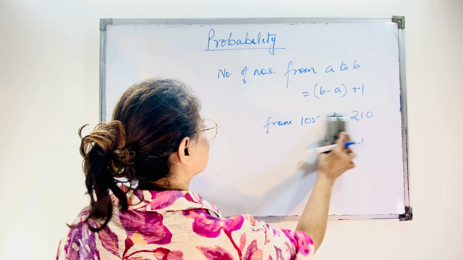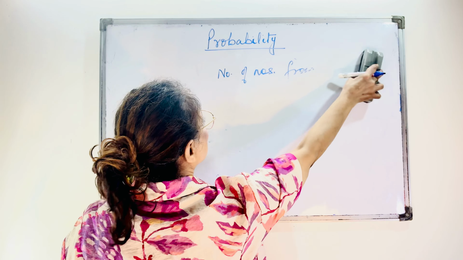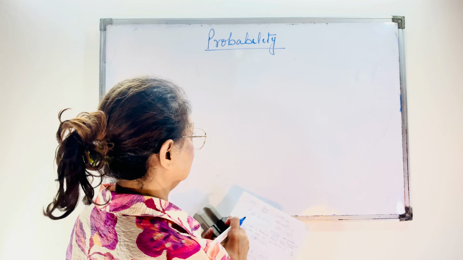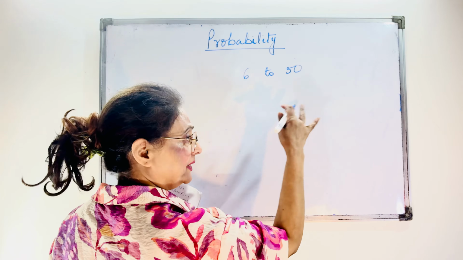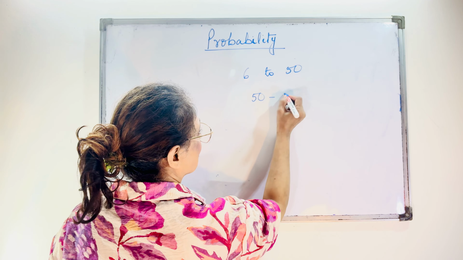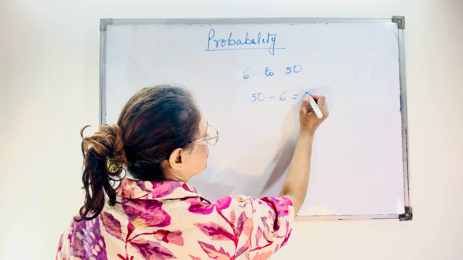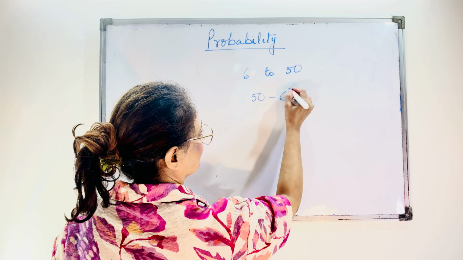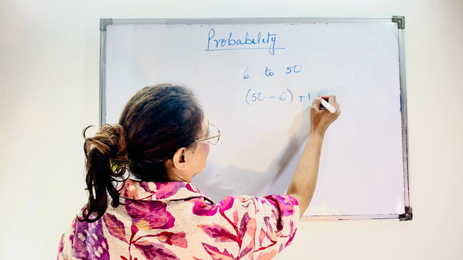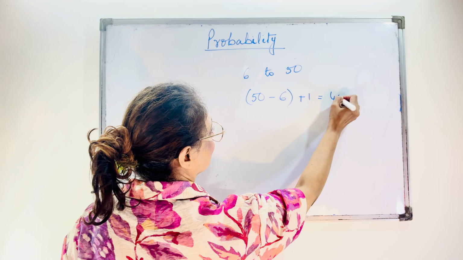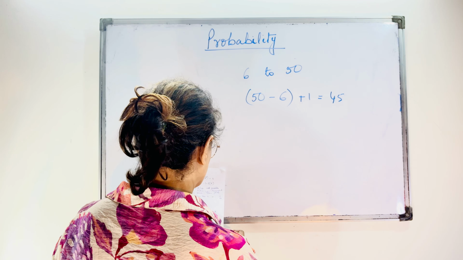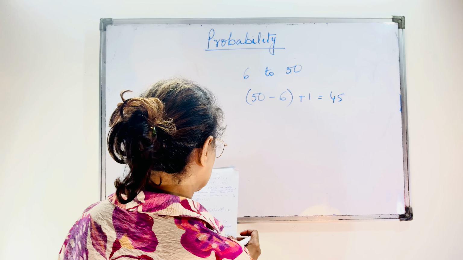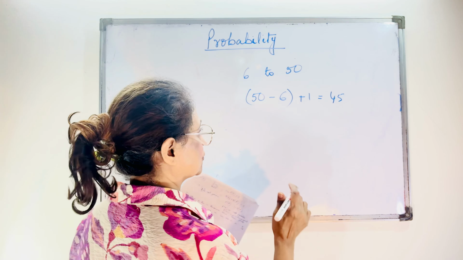A box contains cards numbered 6 to 50. So how many cards are there? Including 6 and 50, right? So 50 minus 6 is 44, plus 1, so 45 cards are there. Question says a card is drawn. What is the probability that it's a perfect square?